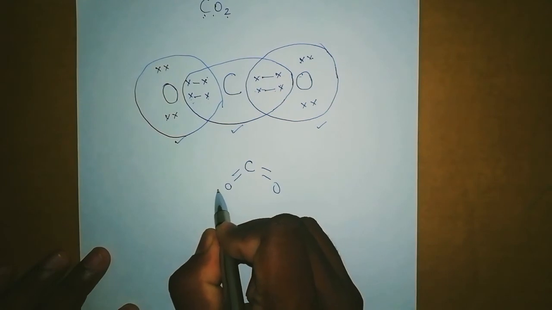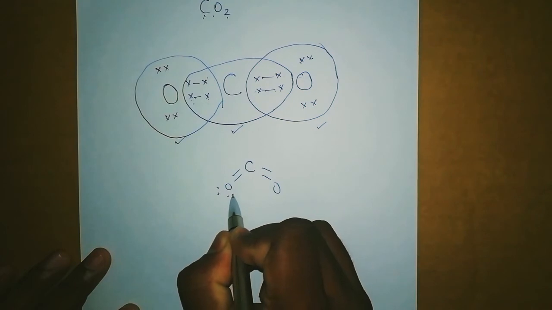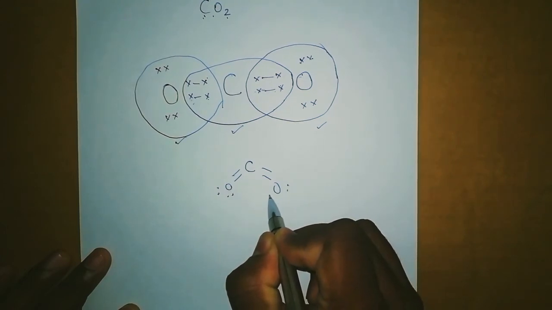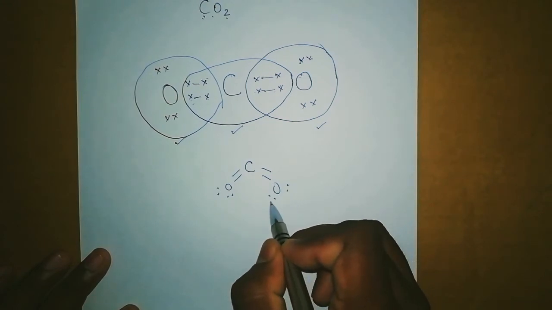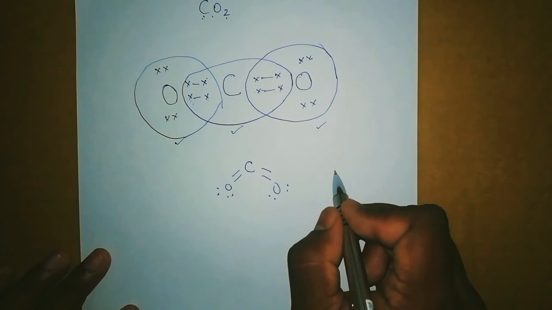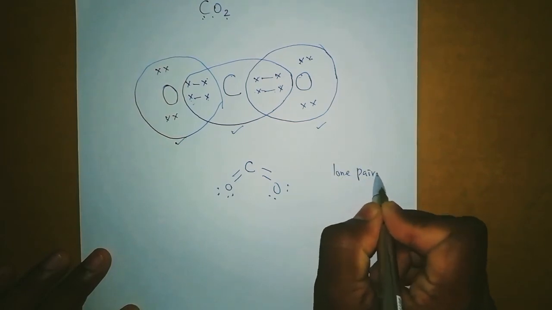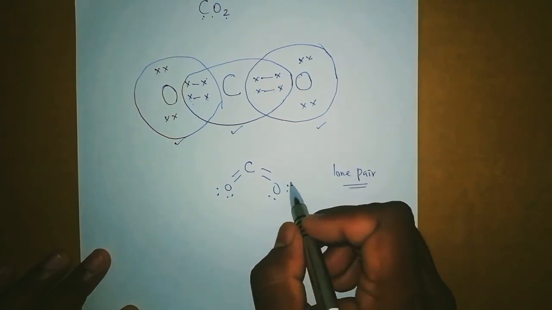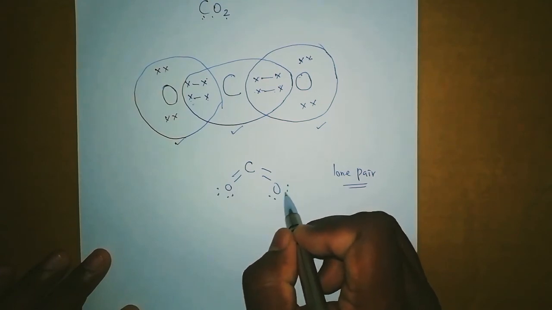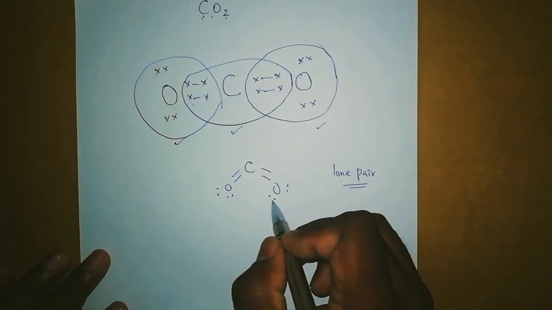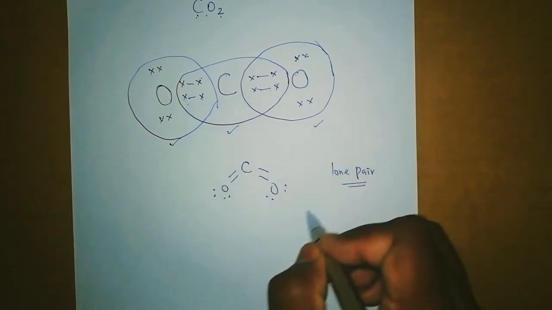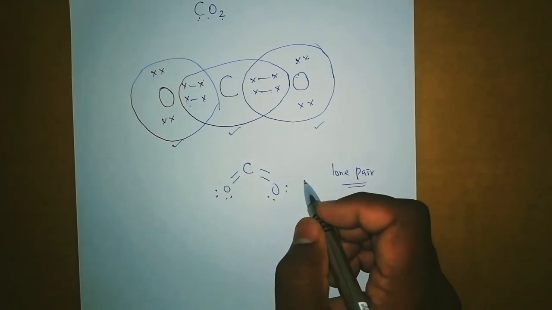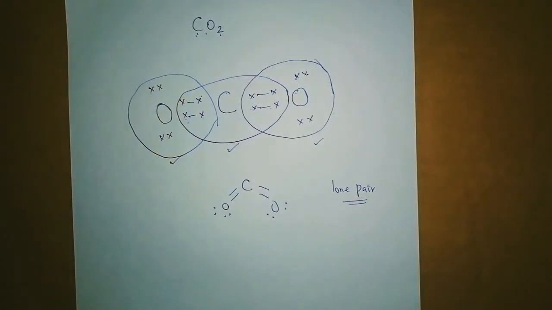These 4 electrons are not participating in any chemical reaction. So these 2 we can say are a lone pair. Lone pair, meaning they stay alone. So we have 2 lone pairs of oxygen on both sides. So this is the structure of carbon dioxide. So this is the answer for your question.